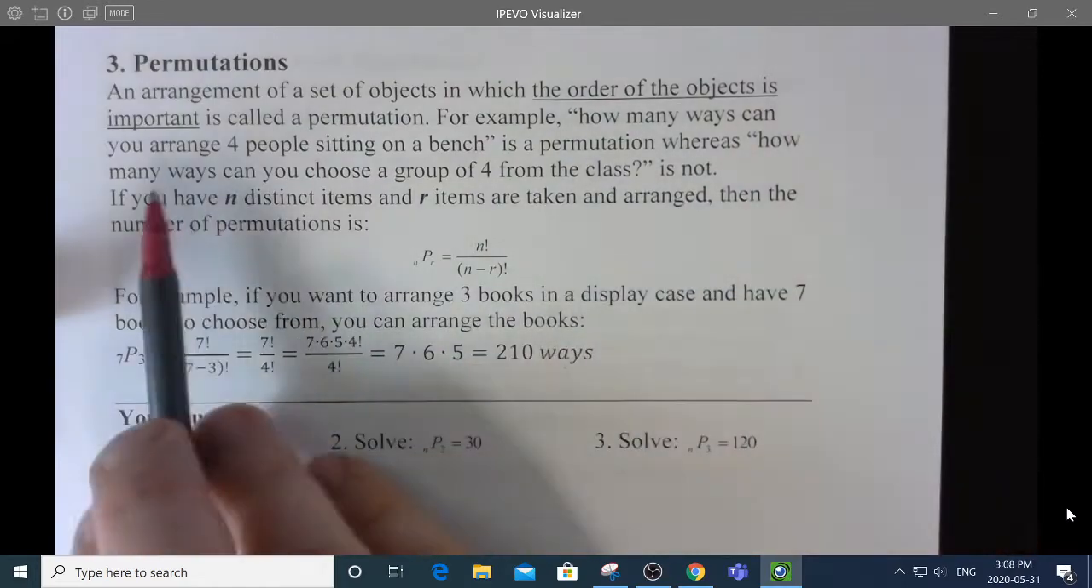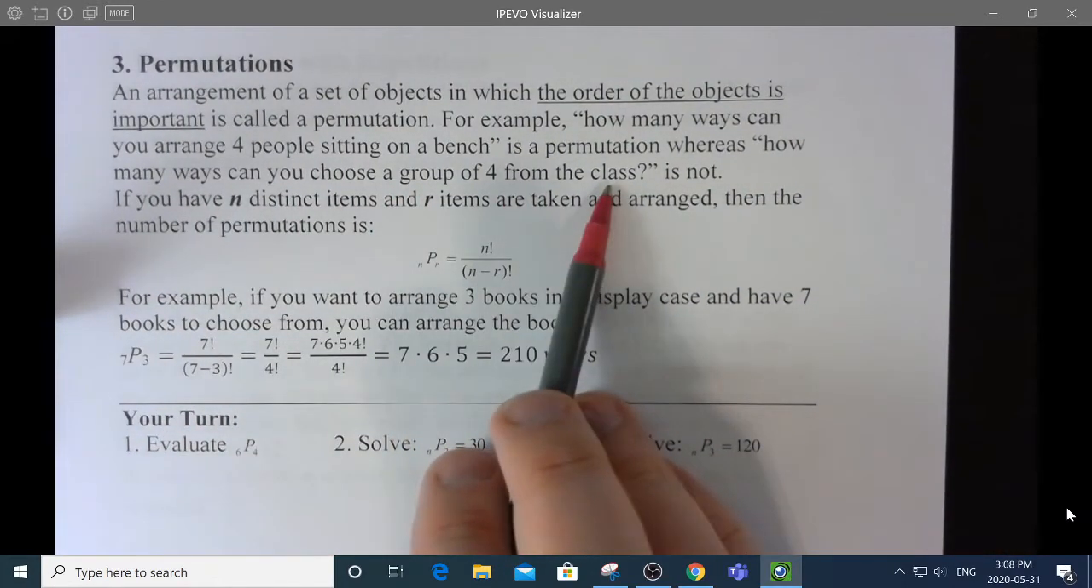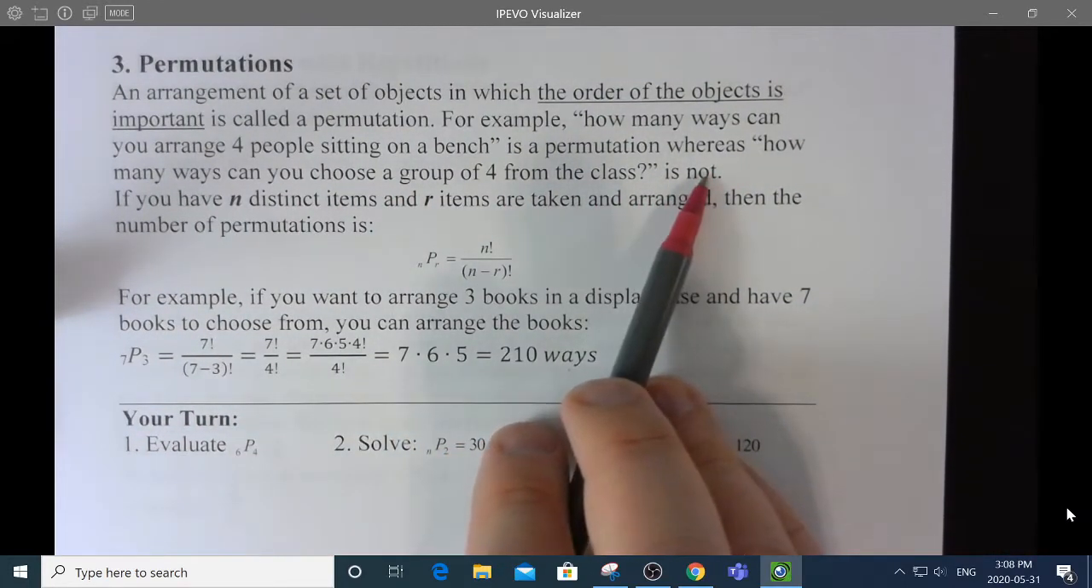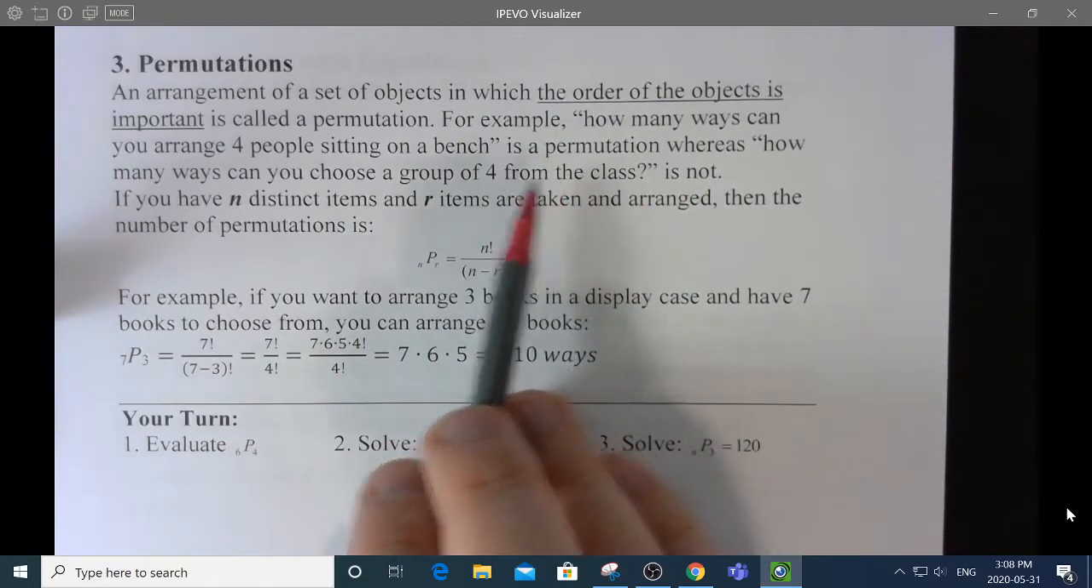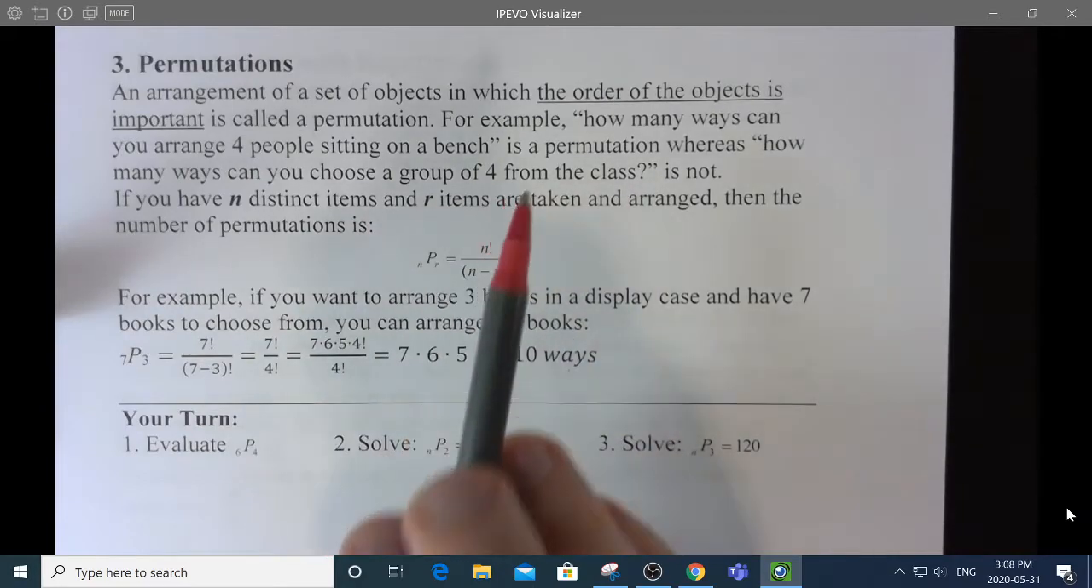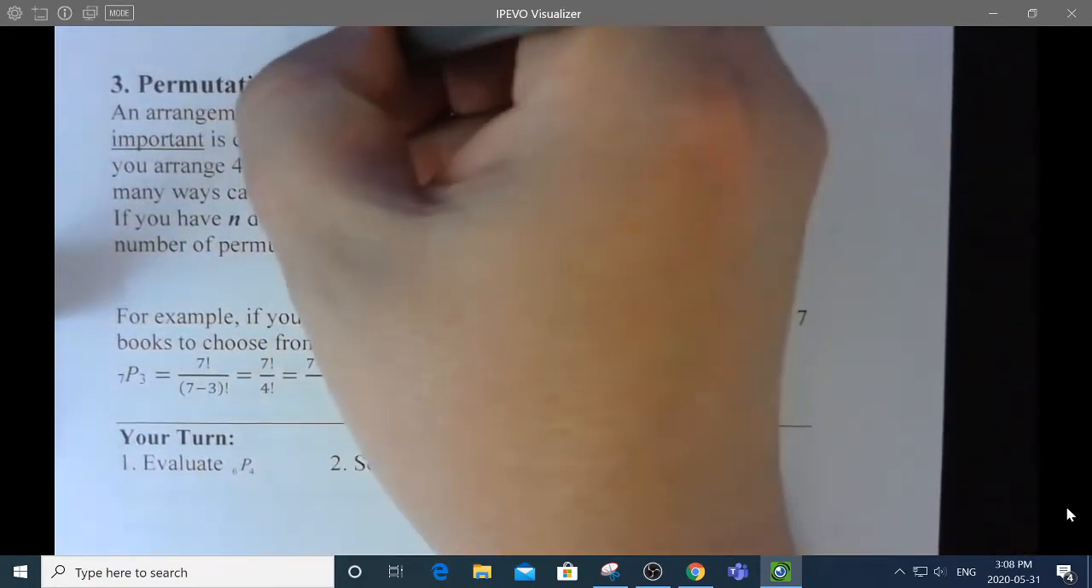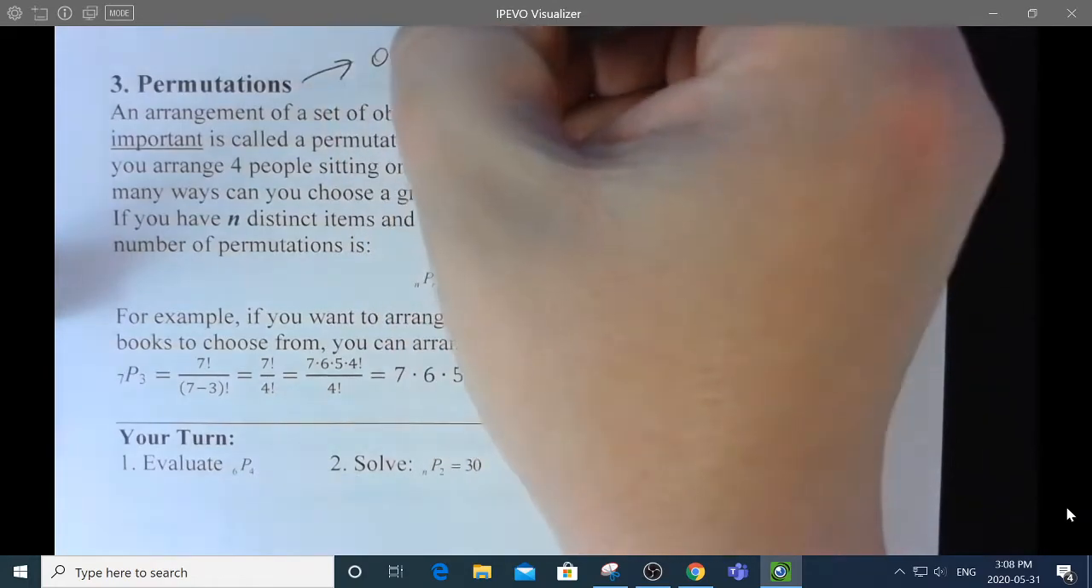Whereas, how many ways can you choose a group of 4 people from the class is not. Because notice I didn't say that you have to choose the tallest kid first, then the second tallest, right? Order doesn't matter in this example, so it's not a permutation. Permutations are where order matters.